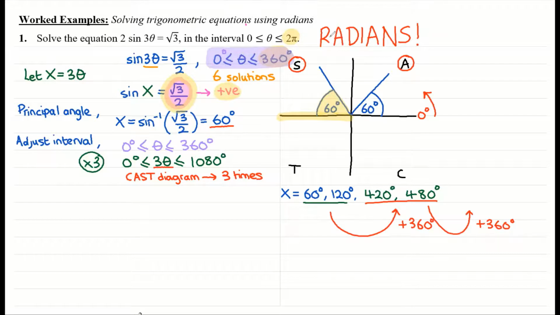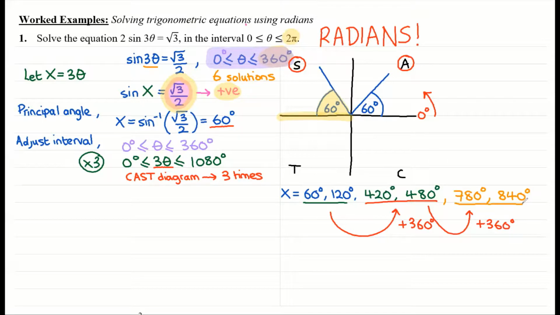So 360 to 420, that's going to give us 780 degrees. And lastly, we're going to have 360 added to 480, so that's going to be 840 degrees. Right, and we have 6 solutions as predicted. So this is good. Now these are the solutions for x.